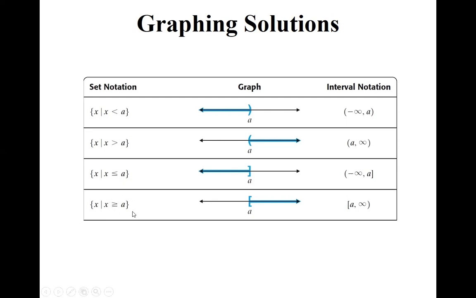x greater than or equal to a: square bracket at a, and then everything greater than is shaded. The leftmost consideration is a. a is traveling with a square bracket because of the or equal to. The rightmost consideration is positive infinity, and positive infinity always travels with a parenthesis because we can never be equal to an infinity.